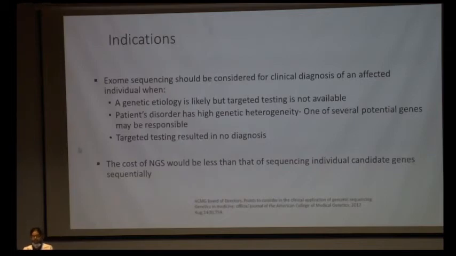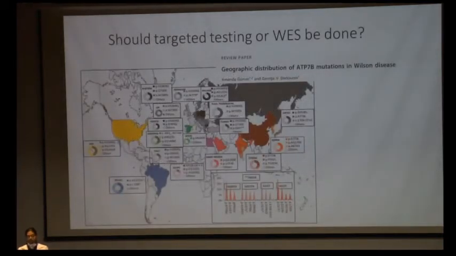An additional point would be to do NGS in situations where the cost of doing the NGS would be less than sequencing the individual candidate genes. And now, because of the reduction in costs of this technology, often it's cheaper to do the NGS rather than individual gene sequencing. So now we look at the question of whether we should go with targeted testing or whole exome sequencing.